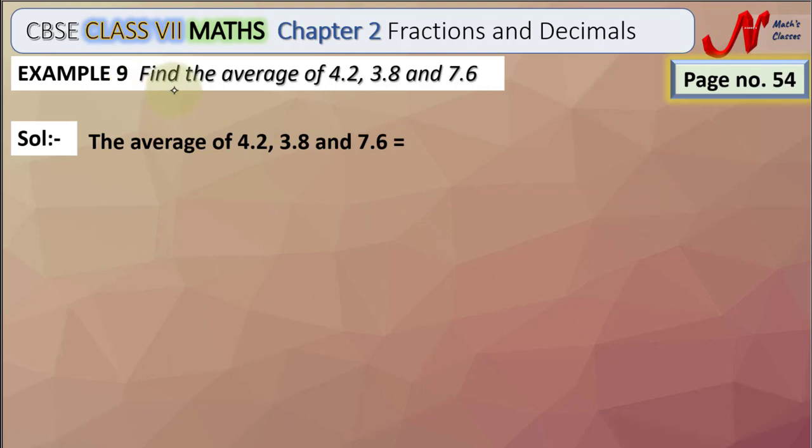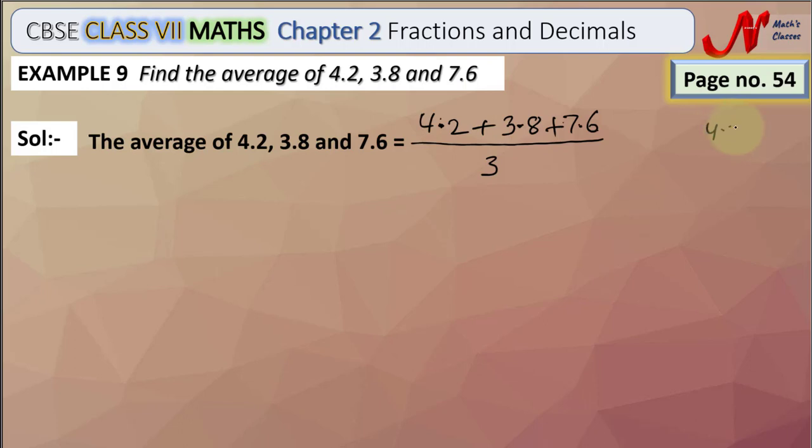Now we solve Example 9, page number 54. In this example it is given: find the average of 4.2, 3.8 and 7.6. From the given data we can write the average of 4.2, 3.8 and 7.6 as 4.2 plus 3.8 plus 7.6 divided by 3, because here 3 decimal numbers are given, so we divide by 3.